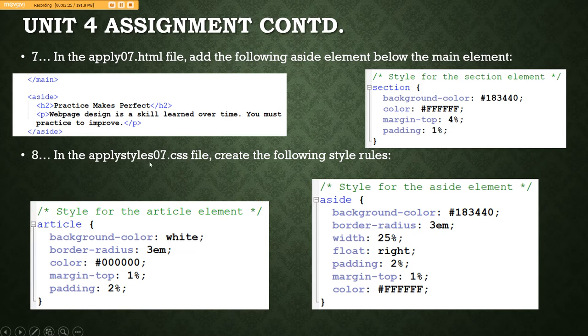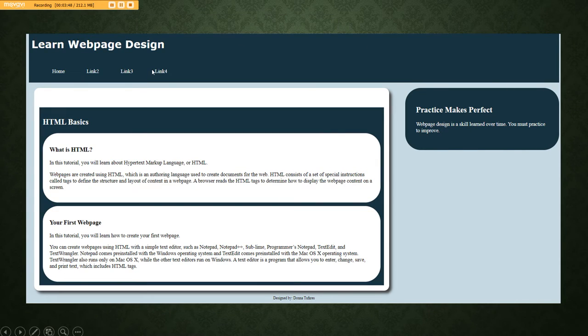Then in the apply styles 07 CSS file, you're going to create the following style rules. Now this one is for the section element itself. This one is for the article, and this is one that's going to style the aside that you created. So when you get through, you have all of this. You have your articles, and you have your aside, and you have your name showing up down here.